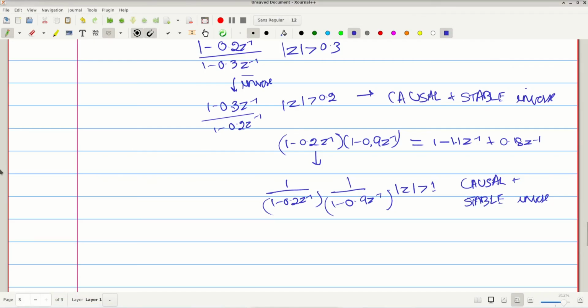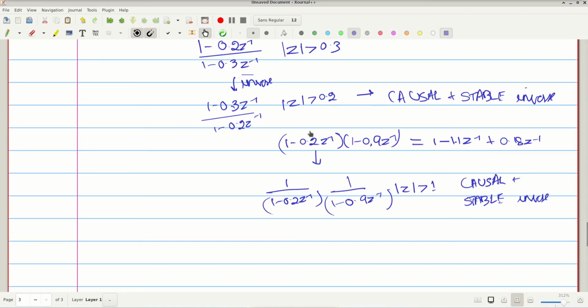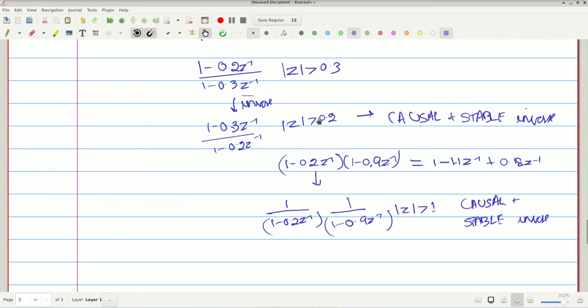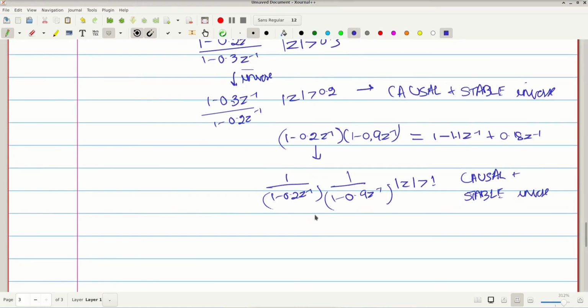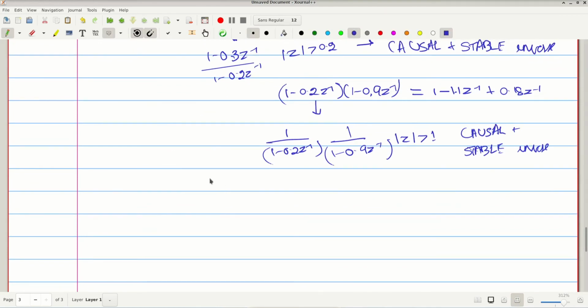So now, whenever you have this kind of situation where you have a minimum phase system, a minimum phase system always has a causal and stable inverse. And in fact, the inverse, if you notice, in this case is also minimum phase. So now, there's a key realization.